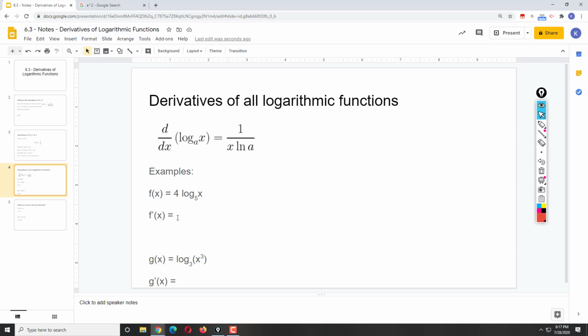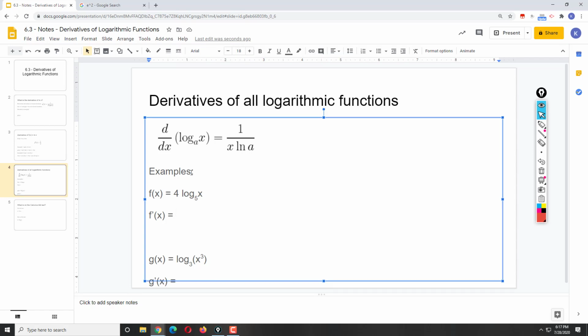But some quick examples. f of x is equal to 4 times log base 5 of x. Well, the derivative of log base 5 of x is 1 over x times ln 5. So 4 times that is going to be 4 over x times ln 5. So if f is 4 times log base 5 of x, f prime is 4 over x ln 5.